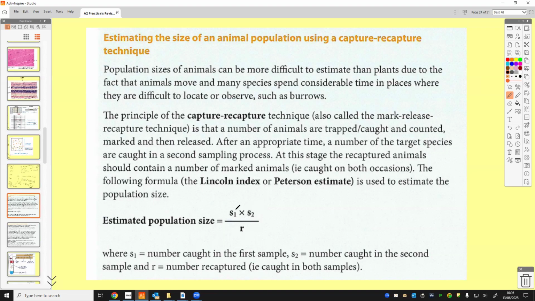So if you remember, when you take your first sample, you mark those, okay, then you put them back into the population, allow them to reintegrate maybe a day later, depending on the type of organism it is. Then you take a second sample, the number that are marked in the second sample or the number that are recaptured. But that's the formula you'll need to remember. So sample 1 times sample 2 divided by the number recaptured.